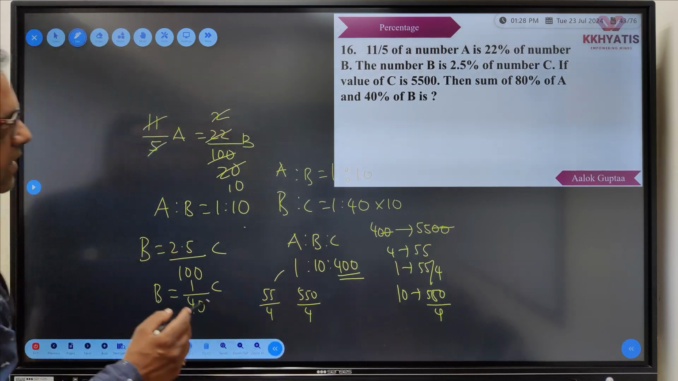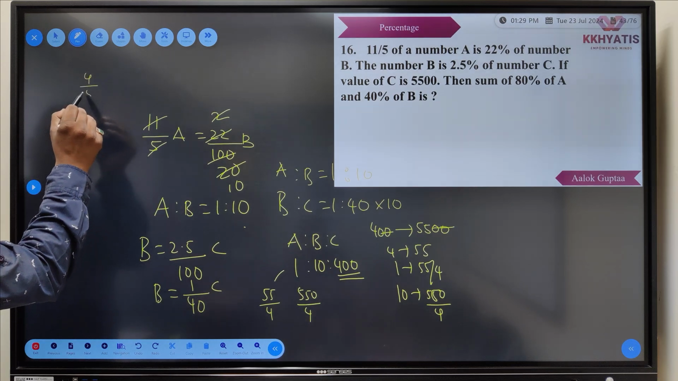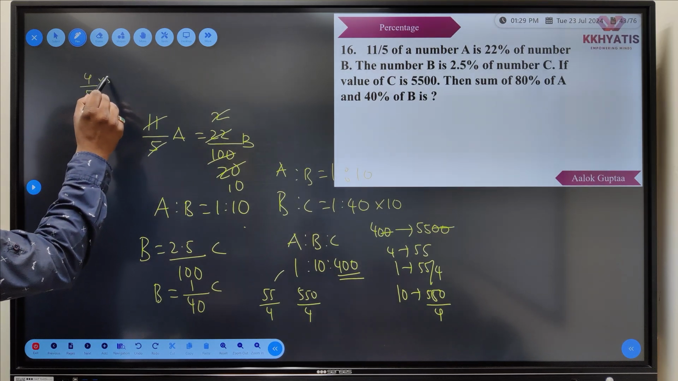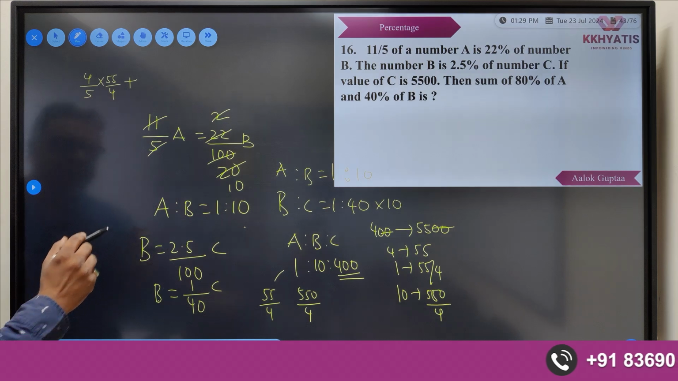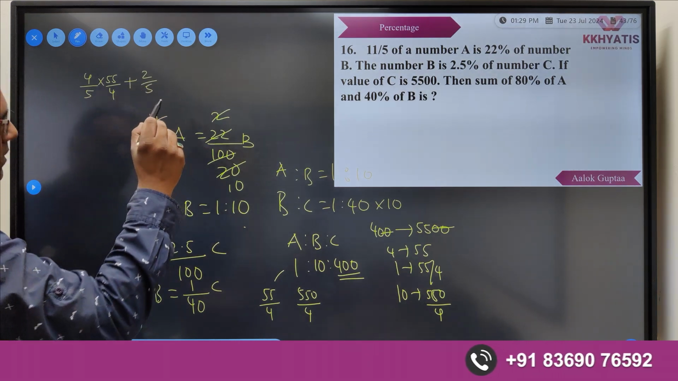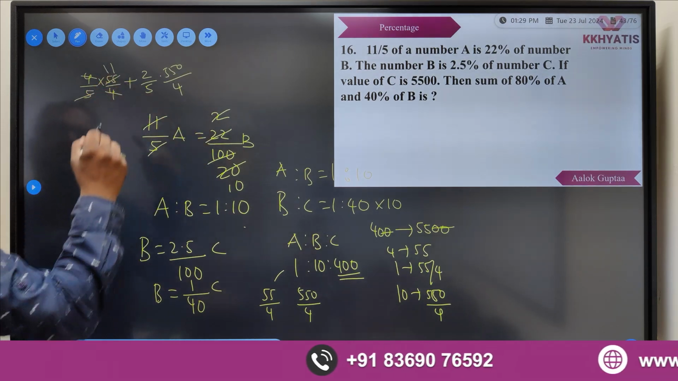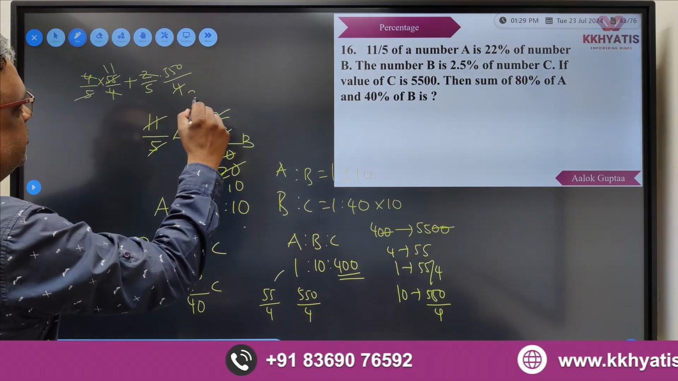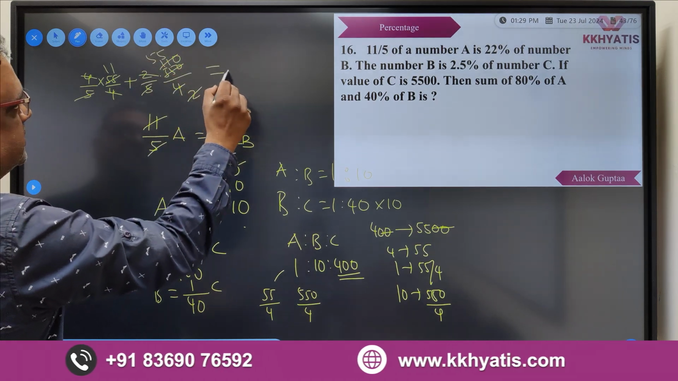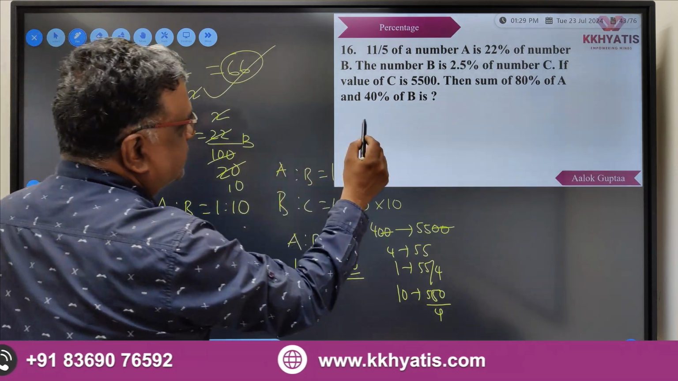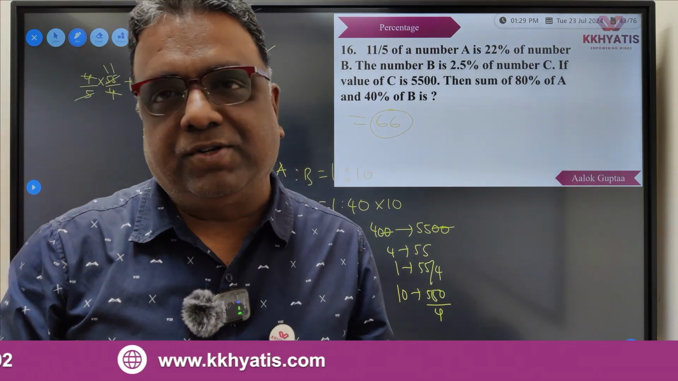So what I have been asked to find 80% of A. So 80% of A is 80% is 4 by 5 in terms of fraction of 55 by 4 plus 40% of B. So 40% is 2 by 5 and B is 550 upon 4. Right? So this 4 will get cancelled, this 5 will get cancelled, this is 11, this will get cancelled 2, this will get cancelled 110, this is 55, 55 plus 11 is 66. So answer to this question is 66. Again, if you see, I use converting percentages to fraction, which made my calculation simpler.